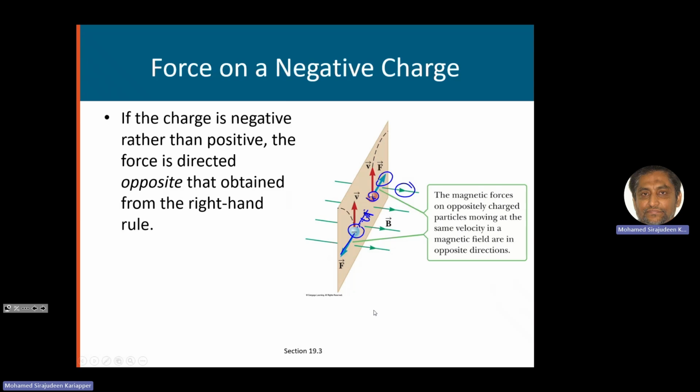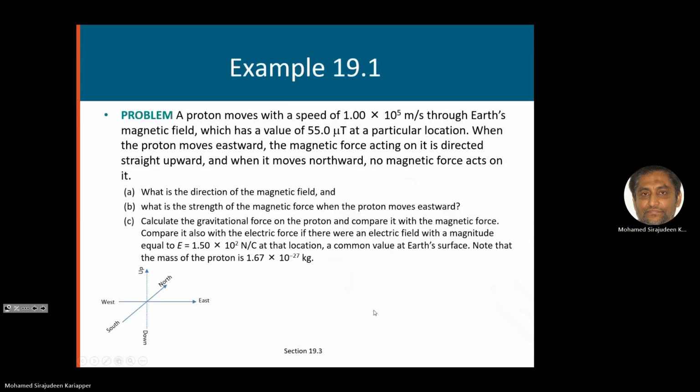Okay, so let's go to the next slide. We can now do a question. A proton, immediately you should say it's a positive charge, right? Proton is positive. So we have a positive charge with a certain speed, let me call it v, the magnitude of the velocity, moving through Earth's magnetic field. The value of the magnetic field is 55 microtesla, that's given.